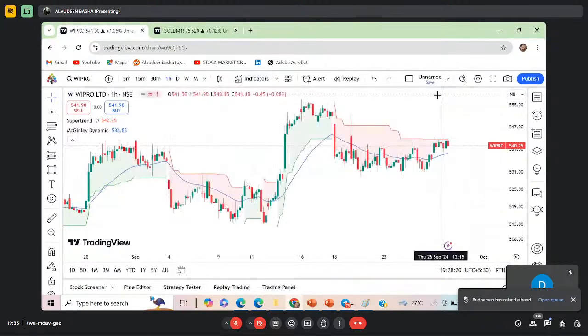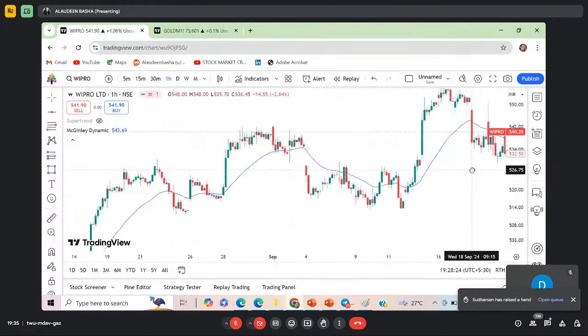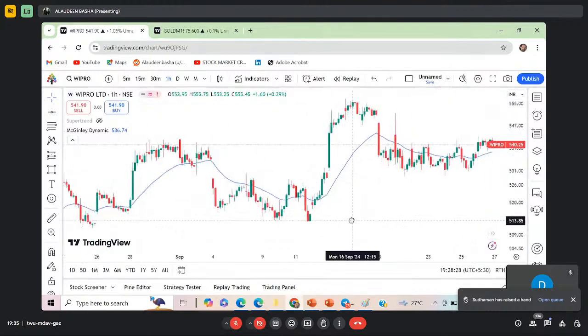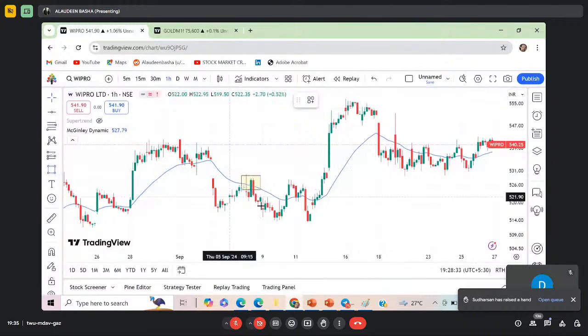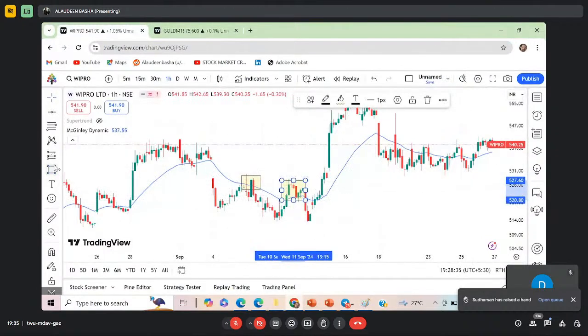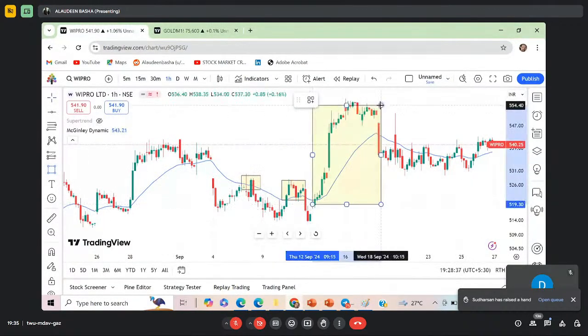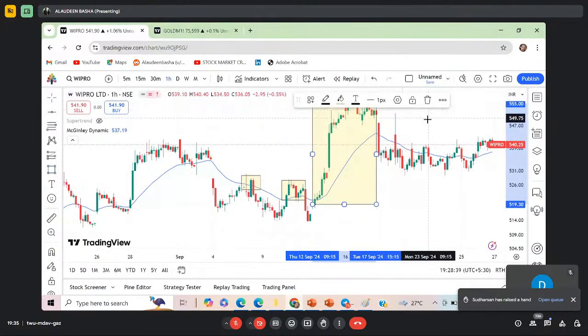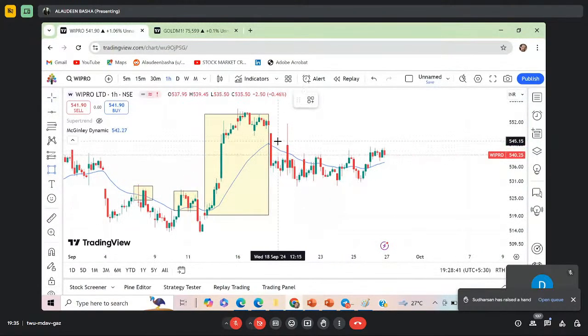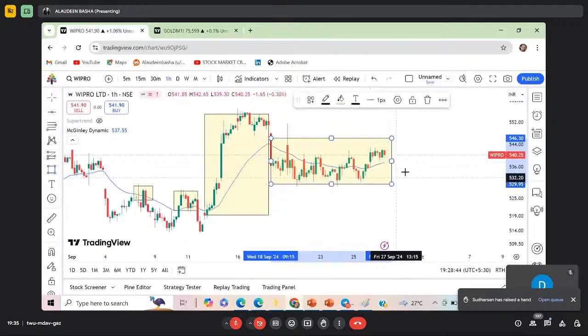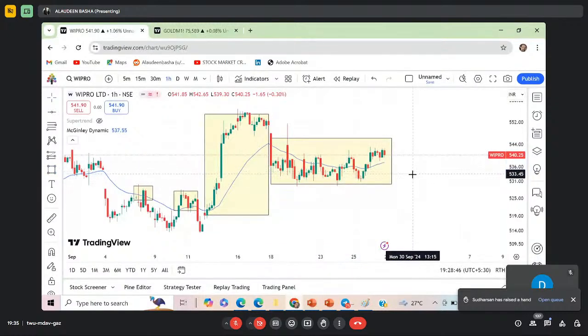Just hide the Super Trend. Simply, below the line you go for sell, above the line you go for buy. Sometimes it's a failure, a false signal, but it also gives good returns. And what type of market is this here? Sideways. That's why the indicator will not work.